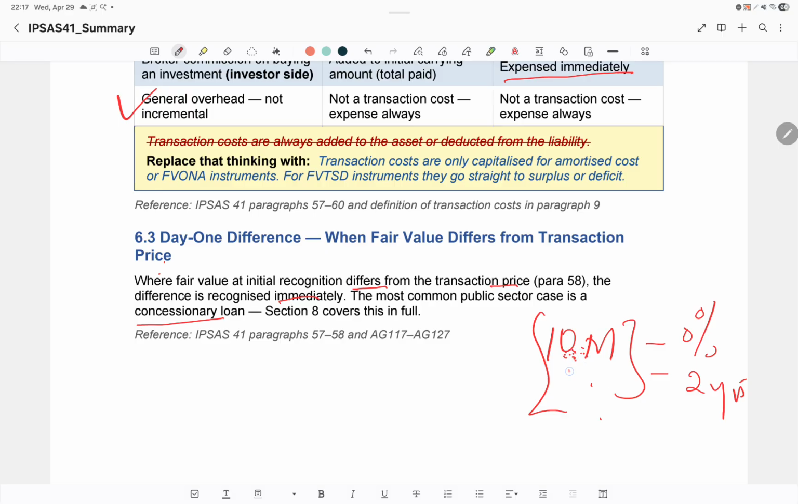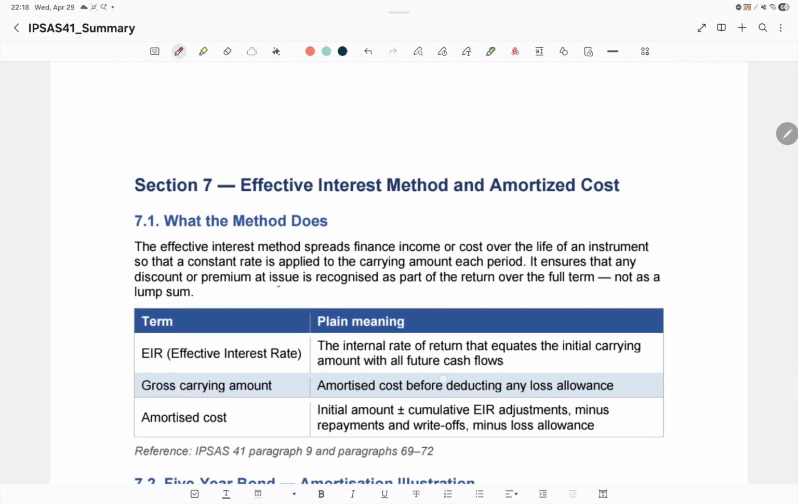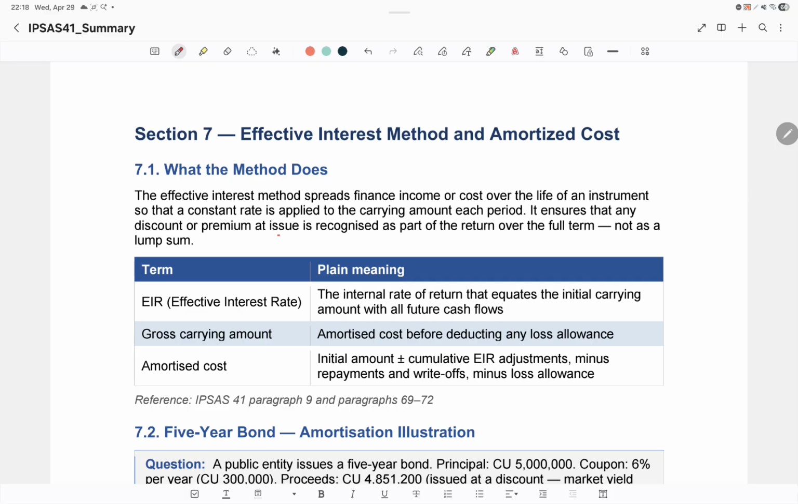That person has given it to you below the market rate. The difference, what you could have been charged as interest, he has given you for free. That is an expense in his books. So the interest factor, or time value factor, of that money after 2 years is what you will pay him back, the 10 million. So we will understand the effective interest method and amortized cost.